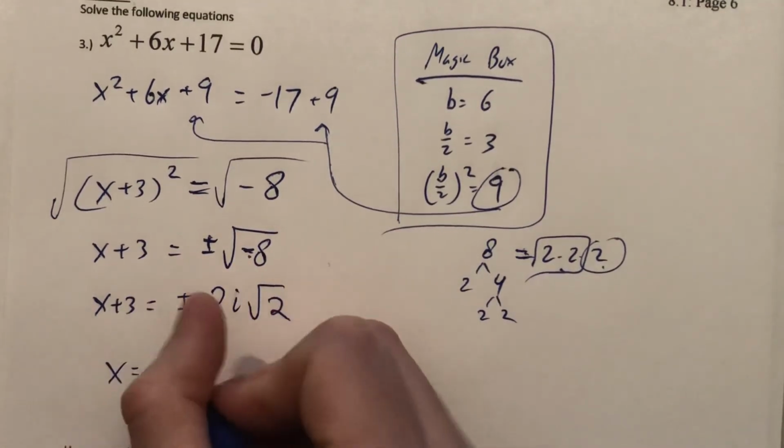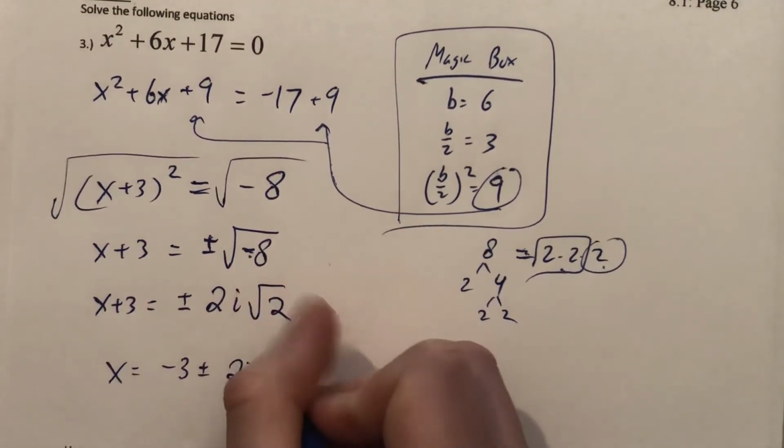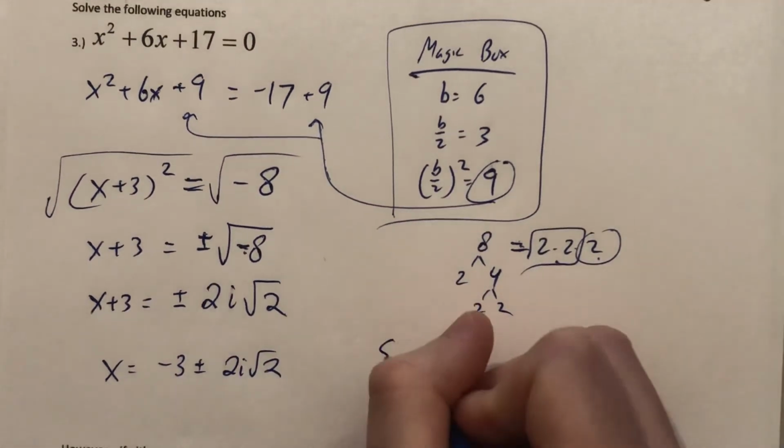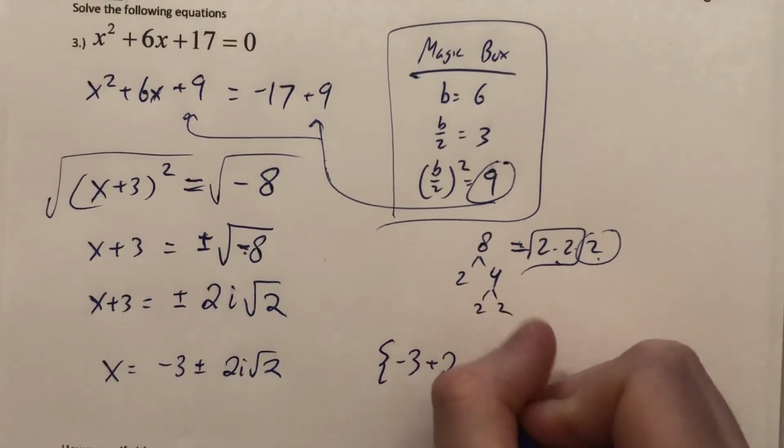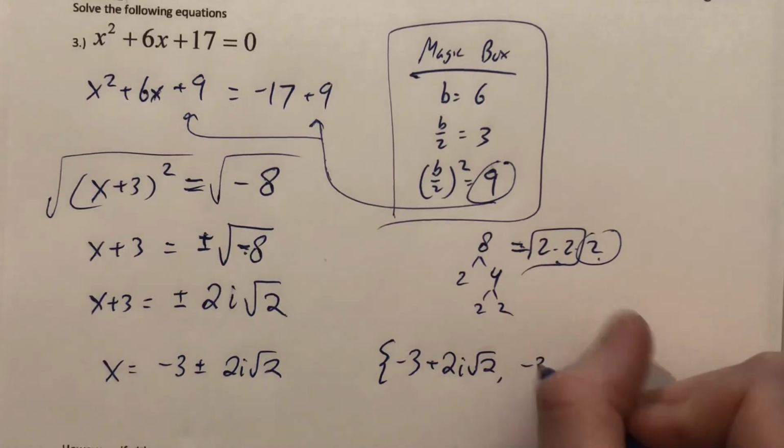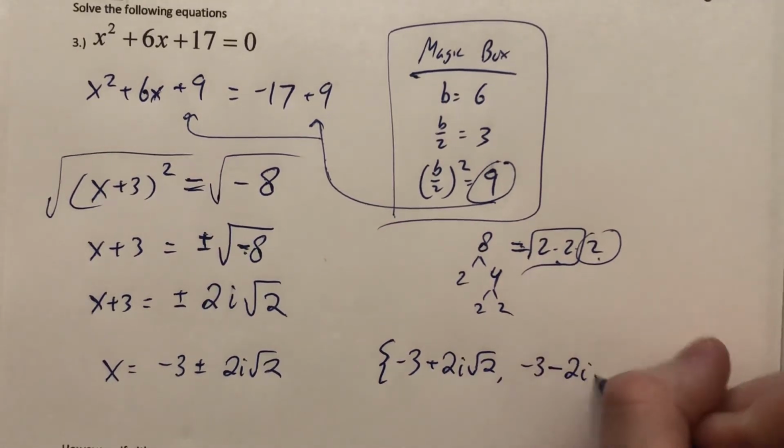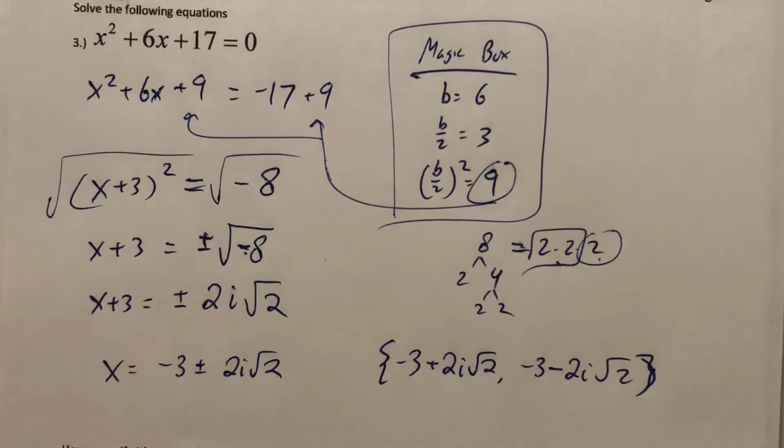Now I'll subtract a 3 on over and get negative 3 plus or minus 2i root 2. So I can write my final answers as negative 3 plus 2i root 2 and negative 3 minus 2i root 2.